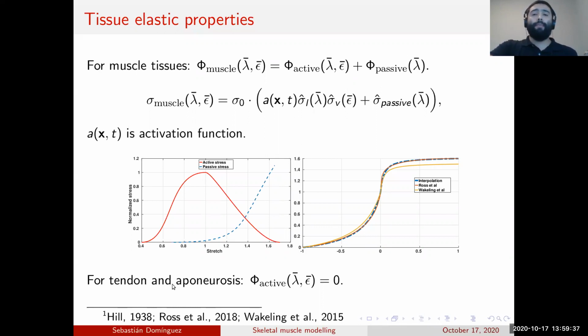For tendon and aponeurosis, the active part is 0, okay? So when your brain sends the signal, the tendon doesn't know about it, same as the aponeurosis. They just respond to the deformation within the muscle, all right? Once they see the energy in there, okay?